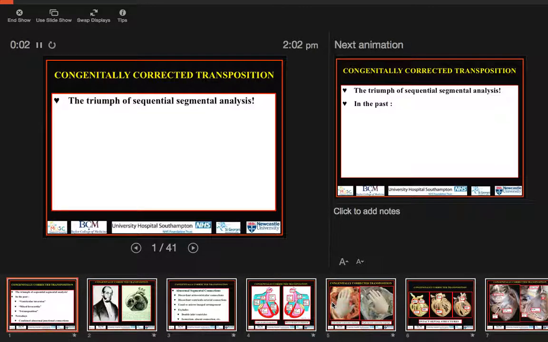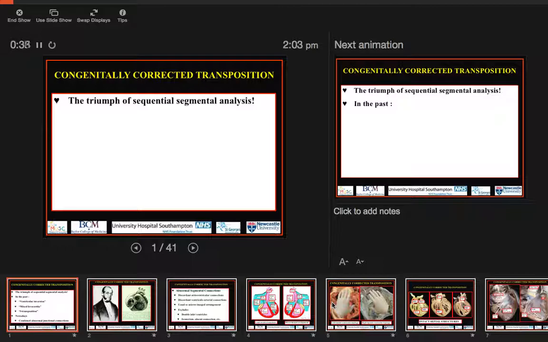Okay, so we finished with a fascinating lesion when we were discussing transposition on the first day, and I told you we didn't need "transposition of the great arteries" anymore. And the same goes for congenitally corrected transposition. So we can save a few trees if we avoid talking about transposition of the great arteries. So congenitally corrected transposition is the triumph of the sequential segmental approach.